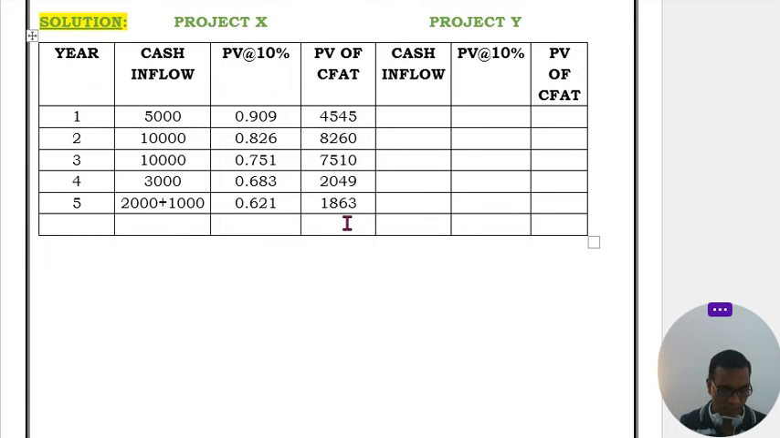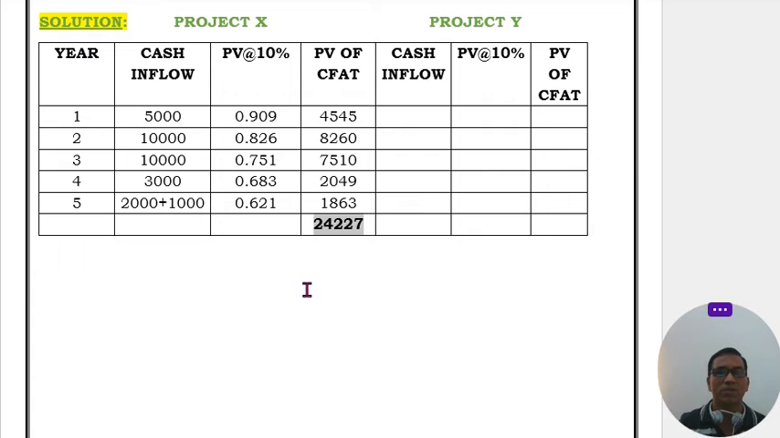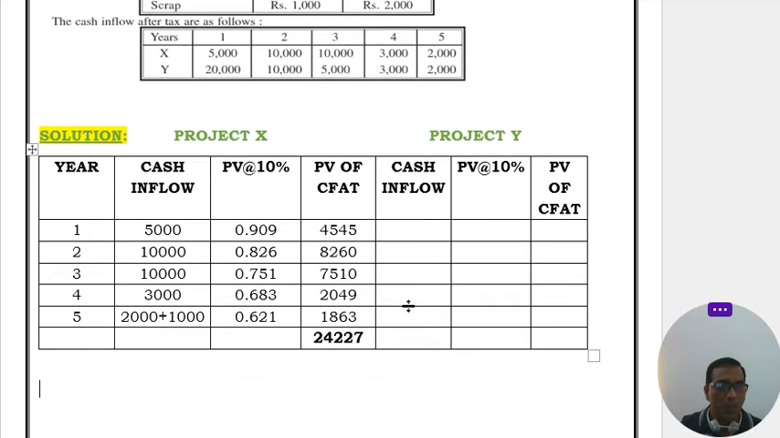Total is 4,545 plus 8,260 plus 7,510 plus 2,049 plus 1,863, that is 24,227. Total PV of cash flow is 24,227.